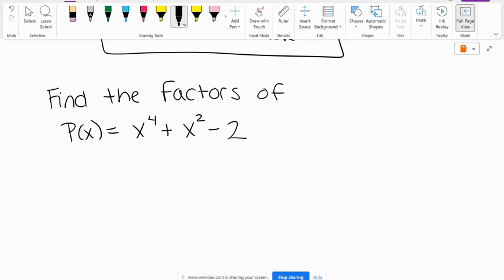If you don't know how to bring the roots back to factors, just stop at the roots at least, and then I'll show you how to bring it back to factors.